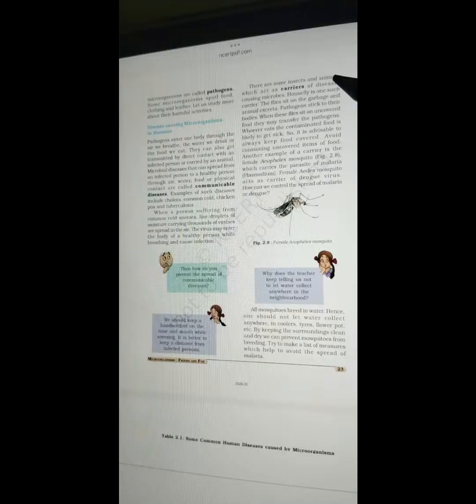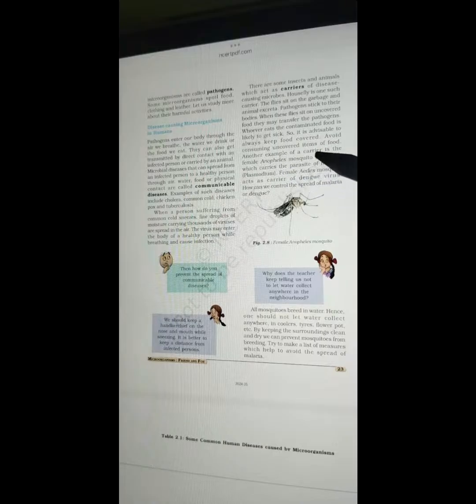There are some insects and animals which act as carriers of disease causing microbes. Housefly is one such carrier. The flies sit on the garbage and animal excreta. Pathogens stick to their bodies. When these flies sit on uncovered food, they may transfer the pathogens. Whoever eats the contaminated food is likely to get sick, so it is advisable to always keep food covered. Avoid consuming uncovered items of food.